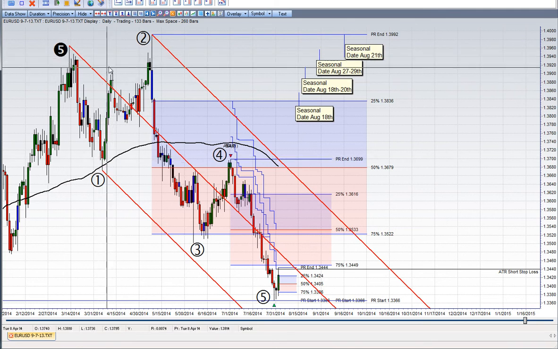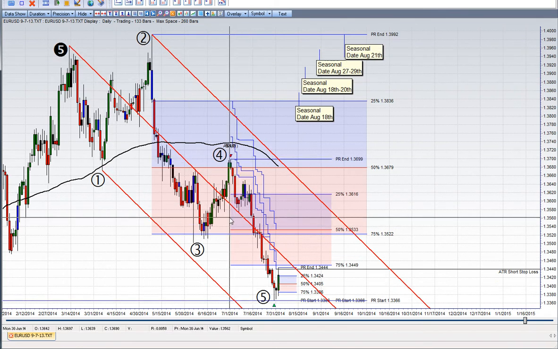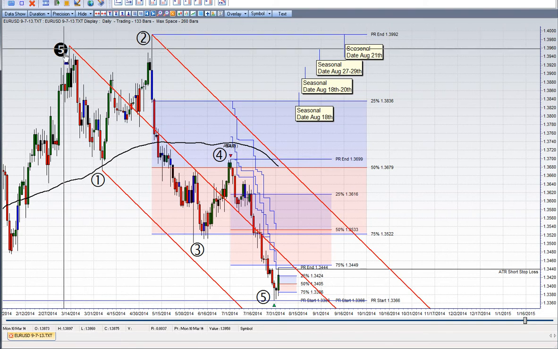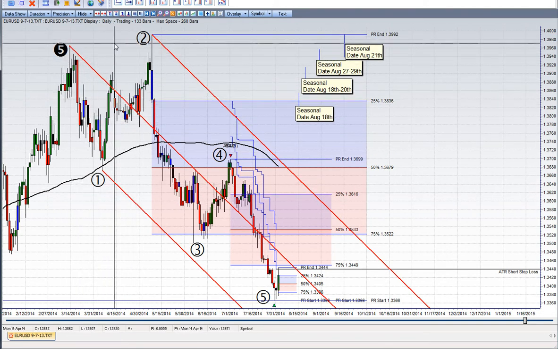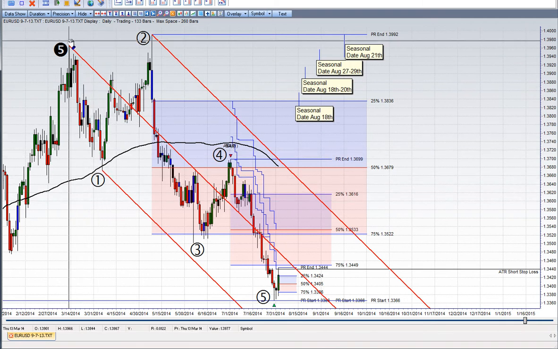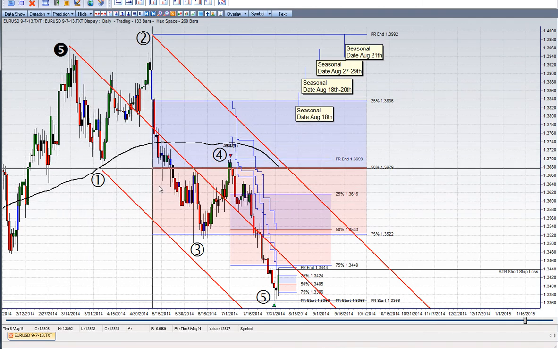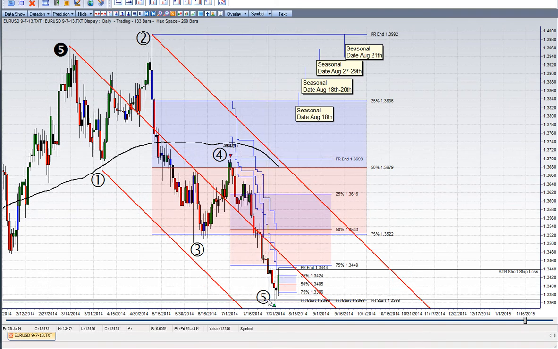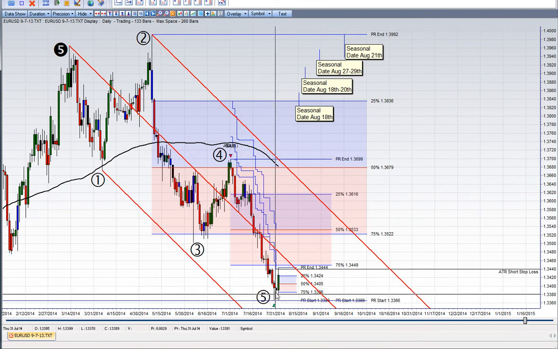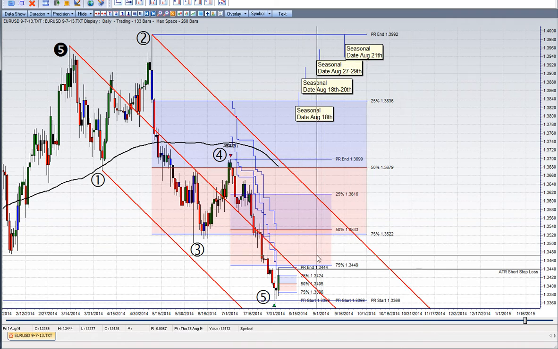This is a counting system I have. It kind of looks like Elliott wave, but I really don't. I'm not an Elliott wave guy, so I keep it more simple. I don't do the ABCs. I just keep 1, 2, 3, 4, 5. So this is my 5th wave, and now we're going to do a correction and go higher.